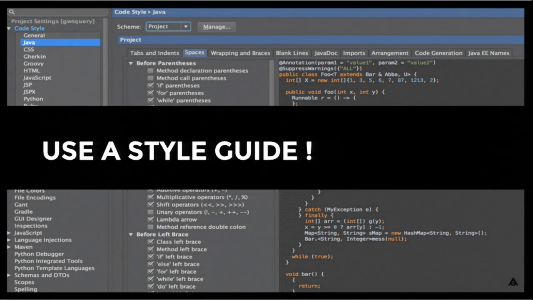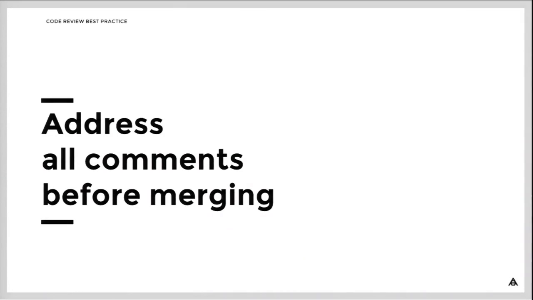I also recommend using a style guide, because that will ease your code review if all the classes have the same structure. If people use the same indentation, you have to avoid having several new lines before the block, and so on. And yeah, before merging, you have to address all comments made by the other developer.